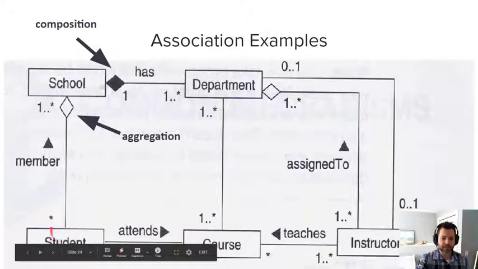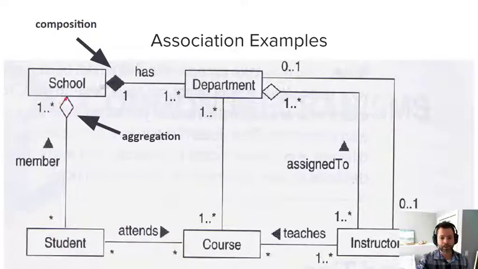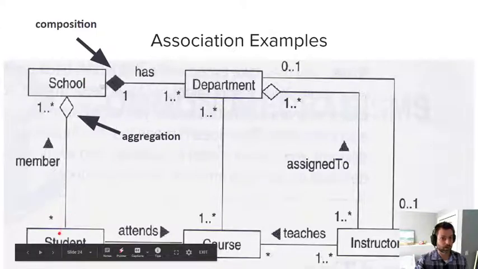So here's a good example of aggregation versus composition to wrap up. A student can be a member of a school, right? So we have an aggregation here. But if the school goes away, the students still exist, right? You don't die if your school folds. Whereas a school is going to have a bunch of departments, one or more departments. But if the school disappears, so does the department. These departments only exist when the school exists, whereas students will always exist, even if the school closes down.